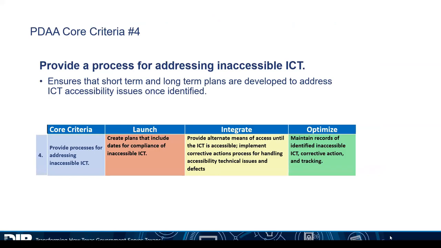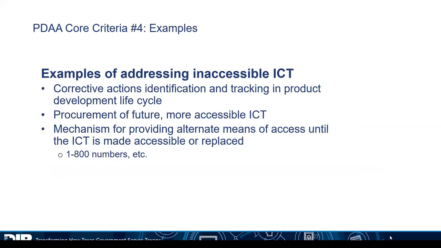Criteria four, make sure that you've got a plan for addressing ICT long-term and short-term. What that means is, how do you handle corrective actions? Do you put them in the tracking systems? How are they prioritized? Maybe if you're buying a product that's not accessible, will the vendor be able to fix it? When will they be able to fix it? Or do you have to re-procure it at a different date? And then, is there a way to provide an alternate means of access? Maybe that's 800 numbers, maybe for an internal thing, maybe your manager has to come into your office and help you with that. Make sure that the 800 number people or the technical support is trained, et cetera, et cetera.